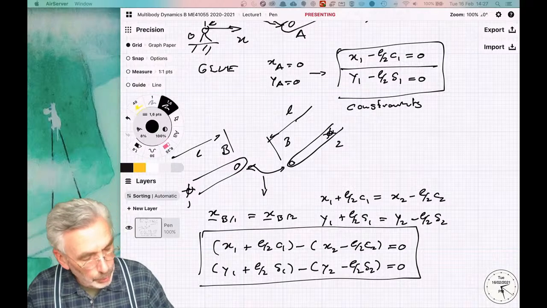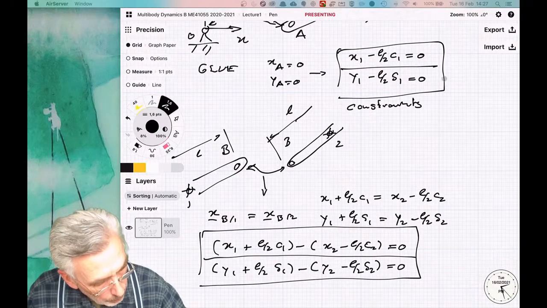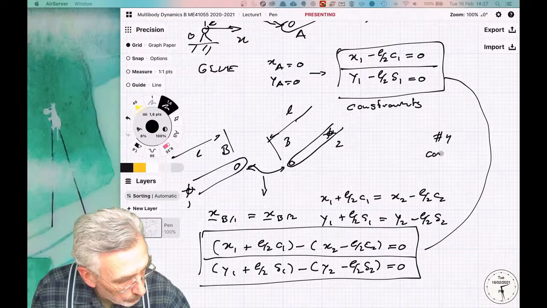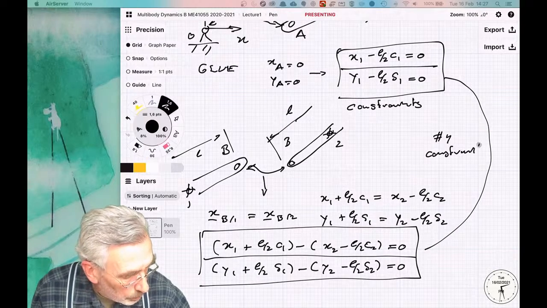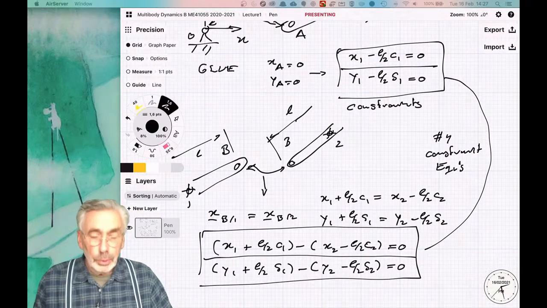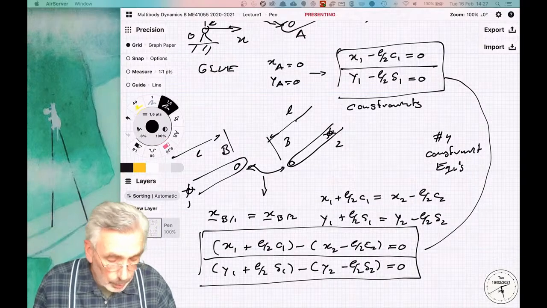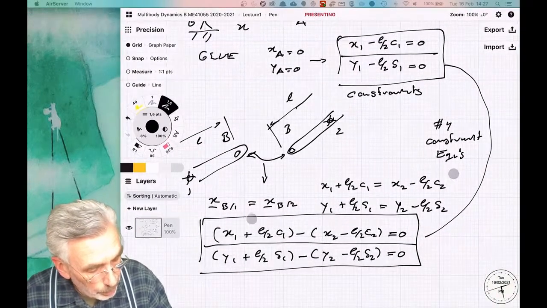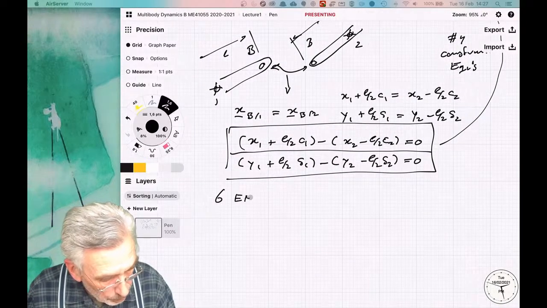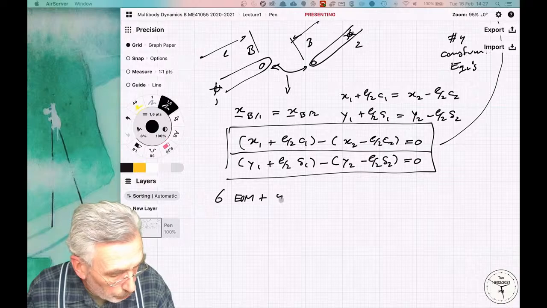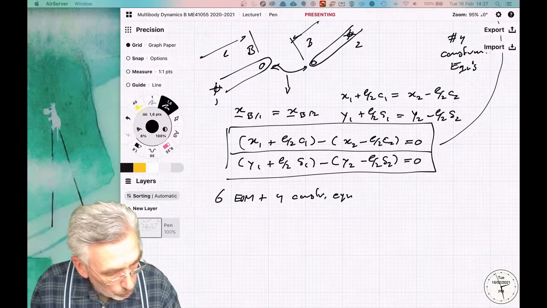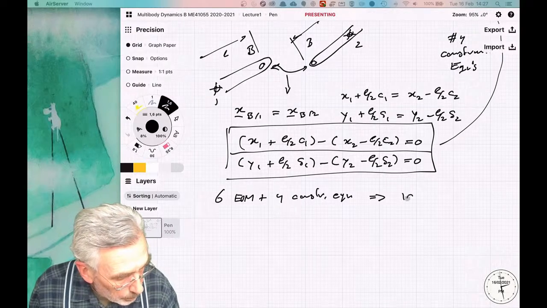And now, lo and behold, how many equations did we formulate? We now have 4 constraint equations. These 4 constraint equations together with the 6 equations of motion form our set of equations. So the 6 equations of motion plus the 4 constraint equations are able to solve our 10 unknowns.